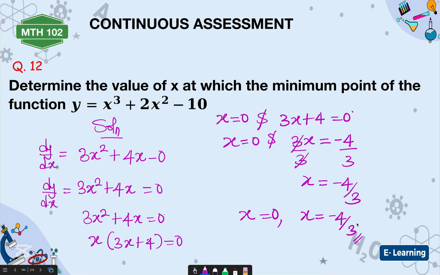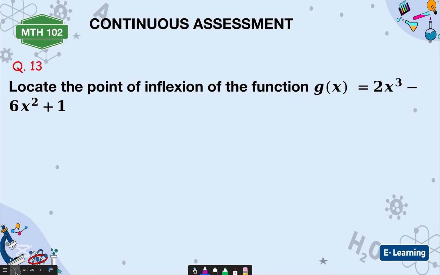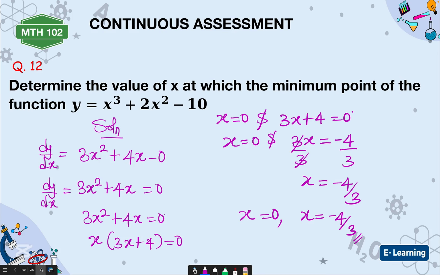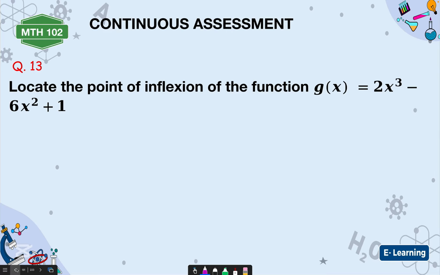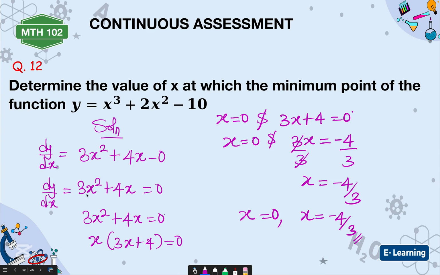Now, how do we determine which of them is a minimum point and which of them is a maximum point? For us to determine the minimum point and the maximum point, you are going to do the following. Let me solve it here. You are going to look for y double prime. That means the second derivative. This is what you have as the first derivative, 3x squared plus 4x. Second derivative will be what?